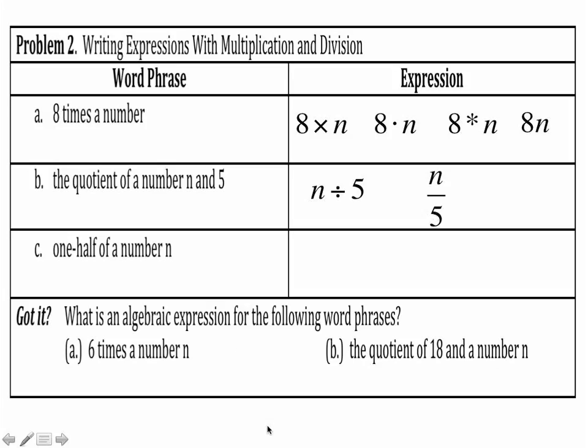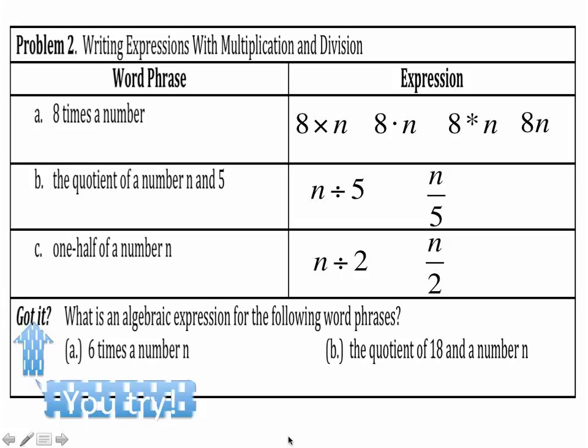One half of a number n, so n divided by 2. If I take half, I divide it in half, divided by 2. Or n over 2, n divided by 2. Remember, that little line in the middle of a fraction means division. Okay? So a couple more "got it"s that you can give a shot to. So go ahead and pause the video and give those a try. And we'll check those up tomorrow, make sure we're okay.